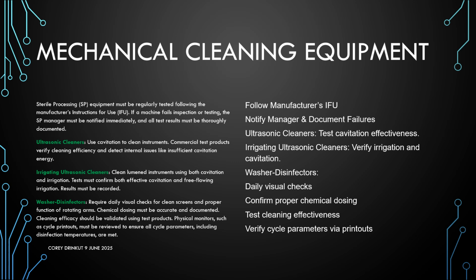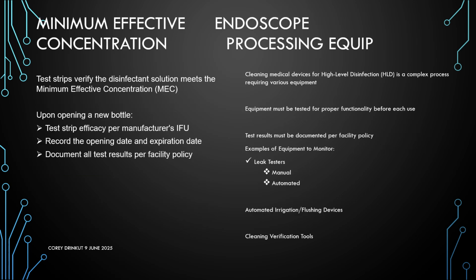Cleaning effectiveness should be routinely tested using chemical available products. The operators must verify the physical monitors like cycle printouts to ensure disinfection temperatures and cycle parameters are properly met. Test strips are essential to ensure that the disinfection solution maintains its minimum effective concentration, or the MEC, for effective disinfection.